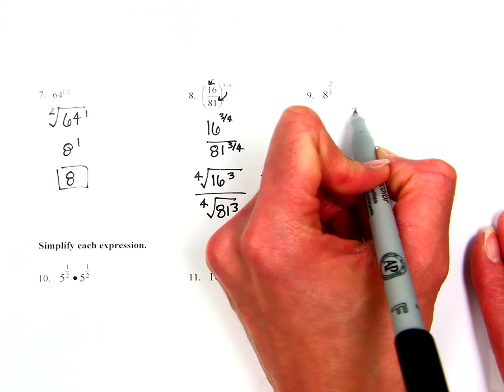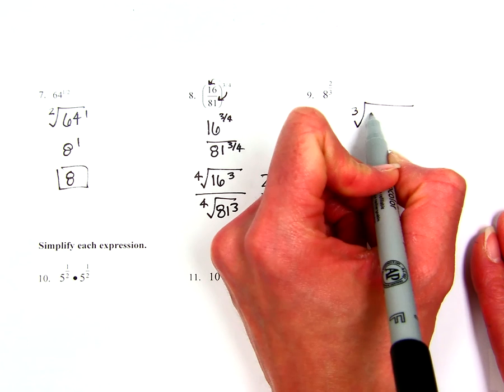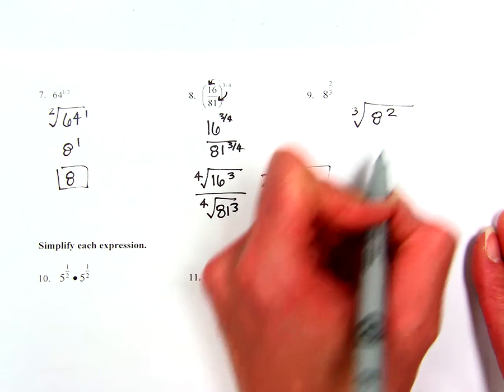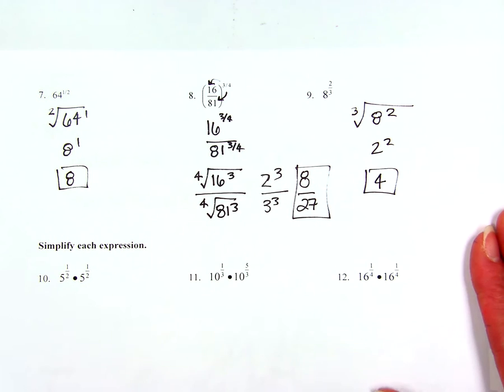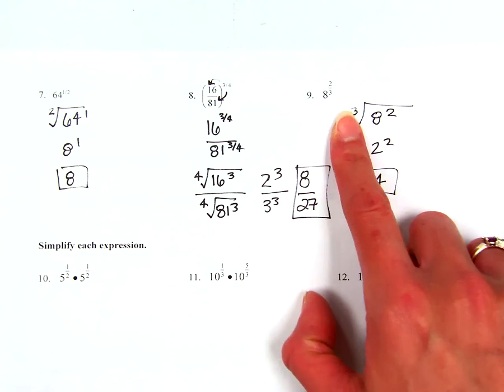All right, so again, we're going to rewrite this as a cube root of 8 squared. So we've got 2 squared, and 2 squared is 4. If you don't remember how to convert, you can look at yesterday's notes.